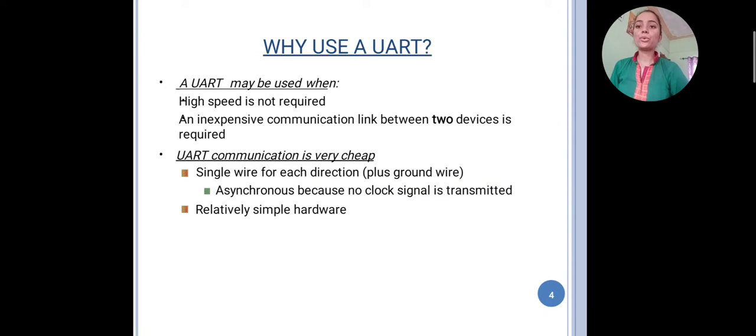Why use a UART? A UART may be used when high speed is not required, an inexpensive communication link between two devices is required, and also UART is a very cheap communication. A single wire is used for receiving and transmission of data. It is asynchronous because no clock signal is transmitted, and it has relatively simple hardware.